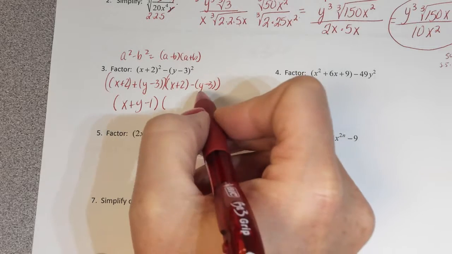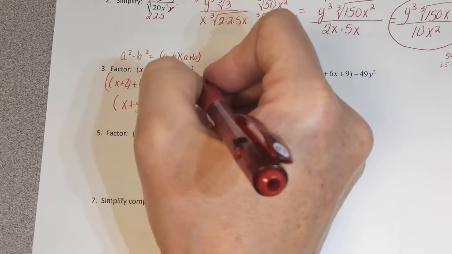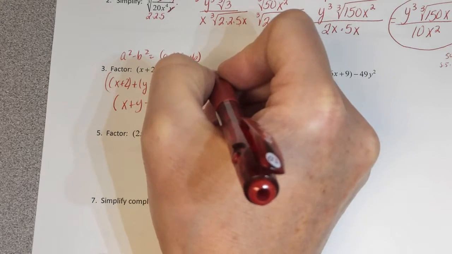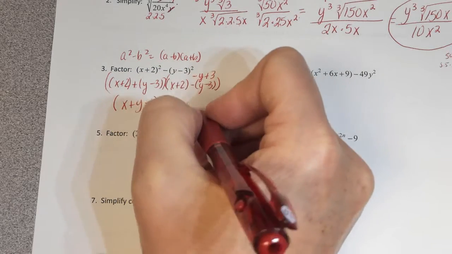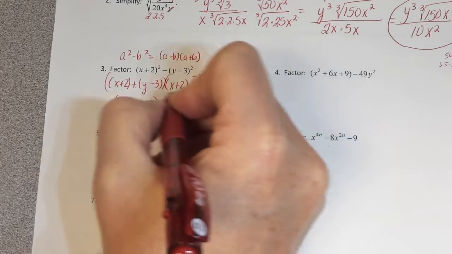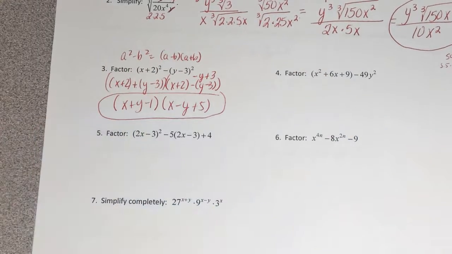But over here, this is subtraction, so I have to make sure I distribute the negative. So it's minus y and plus 3. So I'm going to have x minus y, and 2 plus 3 is 5. So I'm going to end up with that.